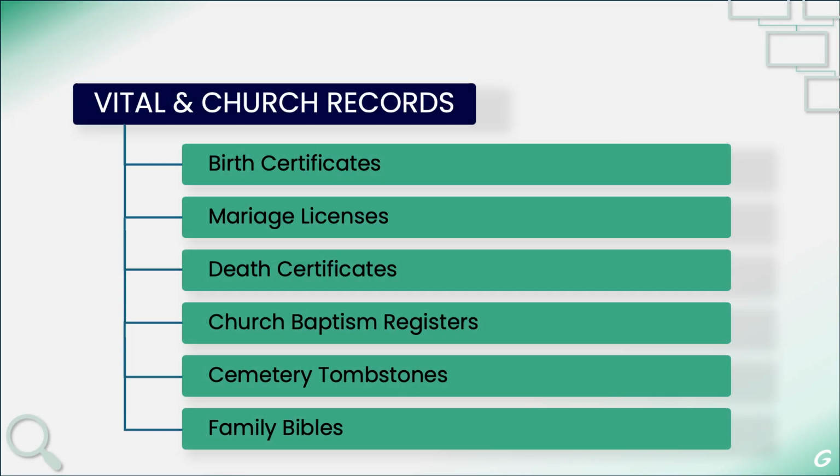And what I love about this is the mix of official documents and, well, unofficial ones. See, before states made birth certificates a thing, which for a lot of places wasn't until the early 1900s, a baptism record from a church, an inscription on a tombstone, or a note in the family Bible might be the only proof you'll find of a birth or death.